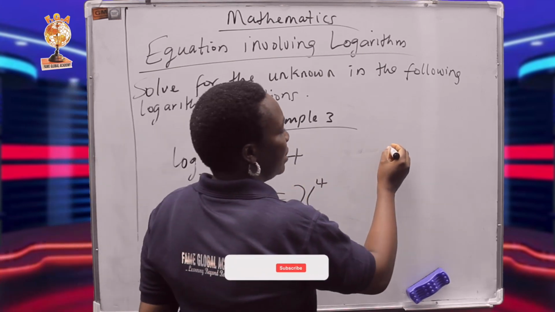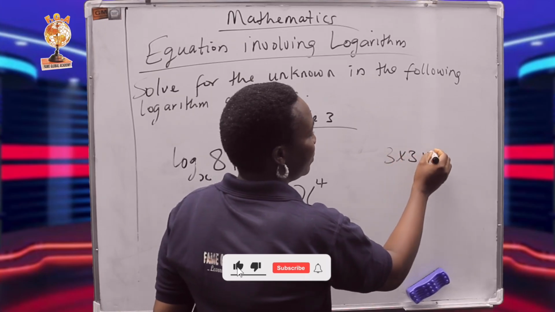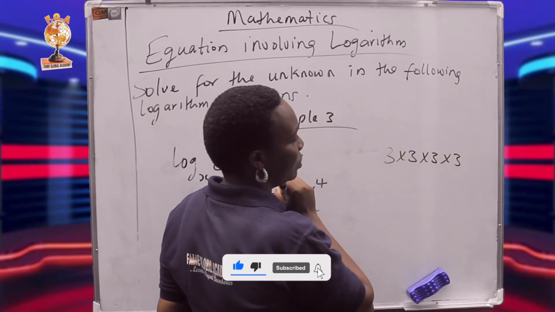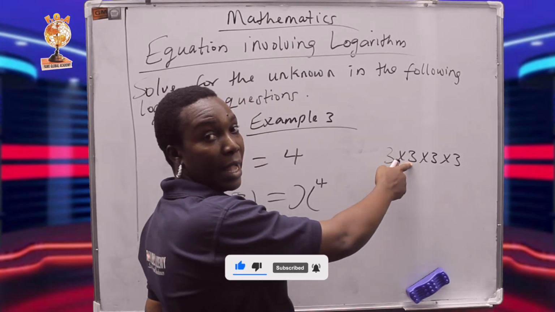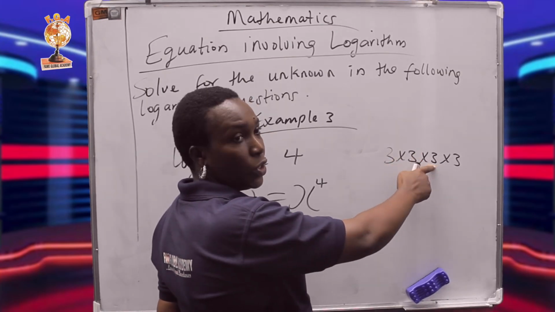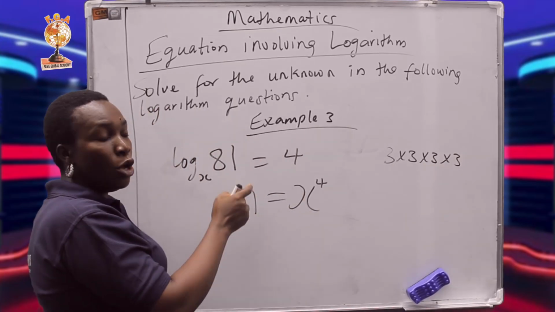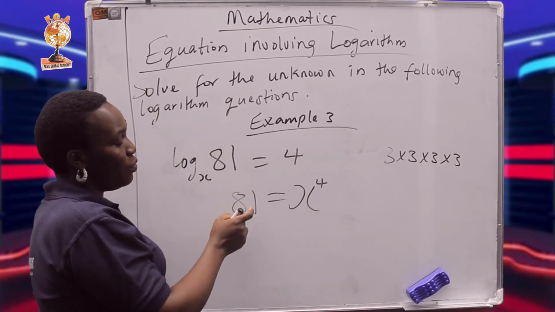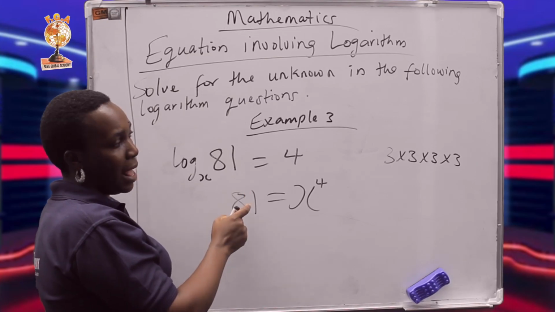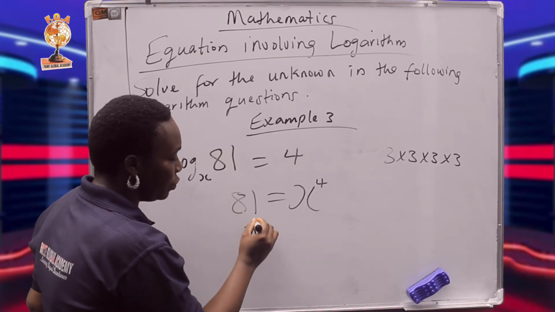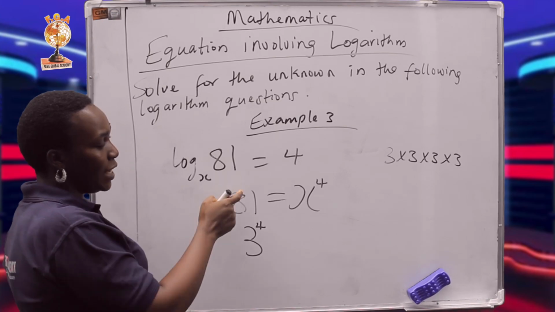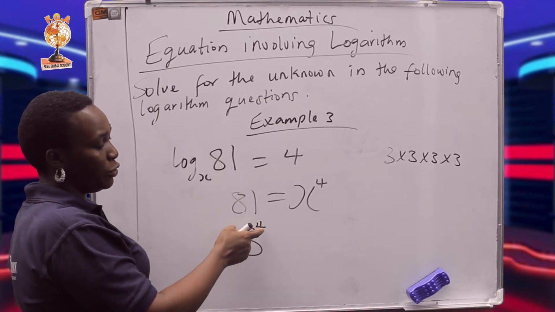Let's try it. 3 times 3 times 3 times 3. Let's check. 3 times 3 is 9. 9 times 3 is 27. 27 times 3 will give you what? 81. So we are replacing this 81 with the index form of it, and that will give us 3 raised to the power of 4. So 81 has turned to 3 raised to the power of 4.